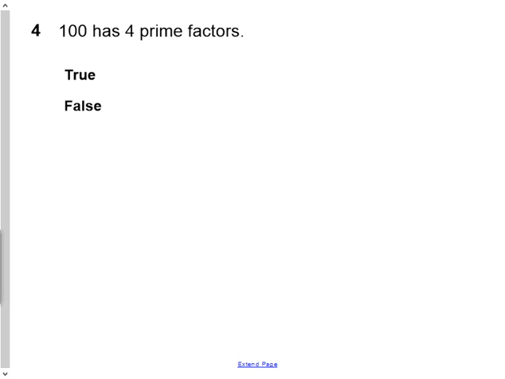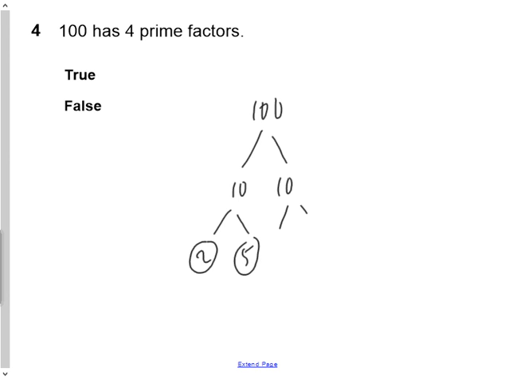Question 4, 100 has 4 prime factors. So for this one, I will fully expect people to write down the prime factorization of 100. And I don't care what it looks like in terms of structure, but the endpoints are all going to be 2's and 5's. So the answer is true, and the prime factors are 2, 2, 5, and 5.